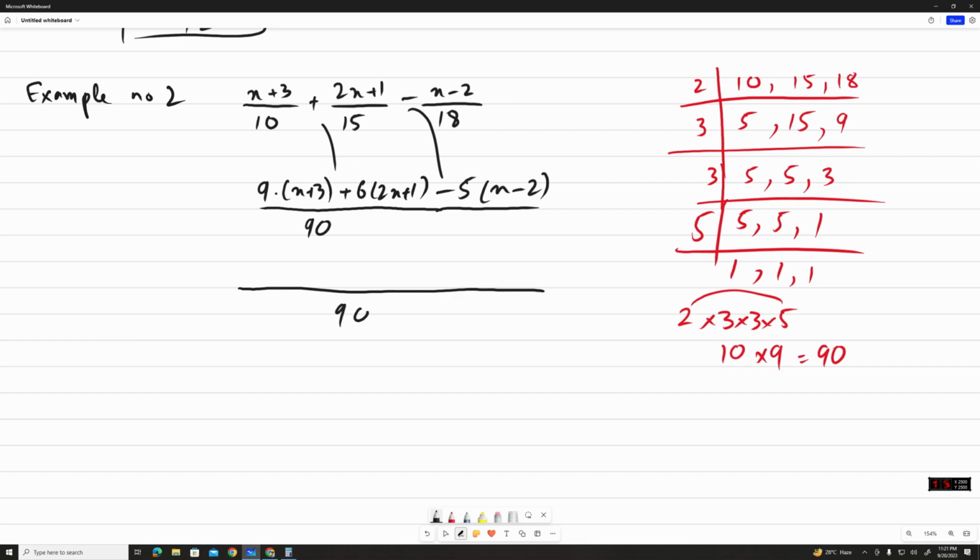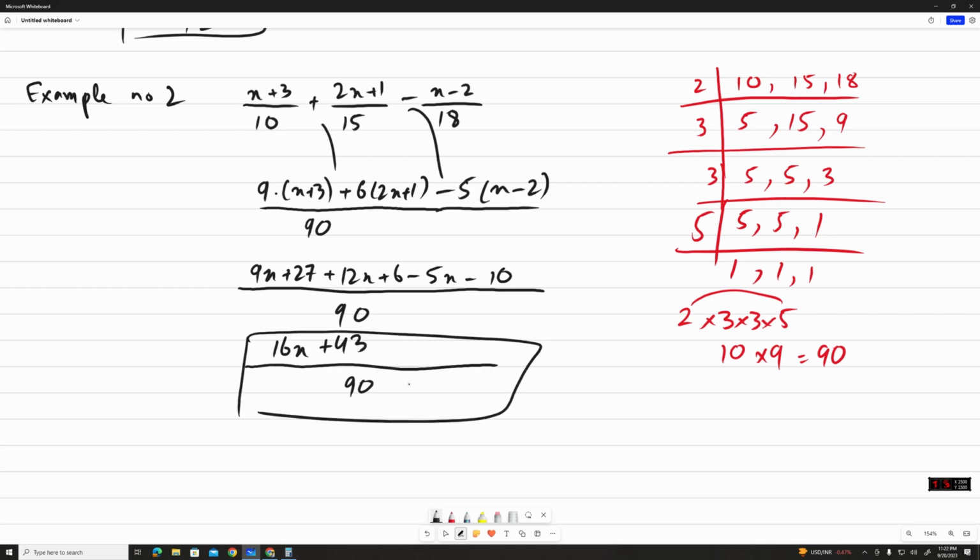Okay, it's going to be 90 over 9x plus 27 plus 12x plus 6 minus 5x minus 10. If we do all the calculations, it's going to be 90 over 16x plus 43, and this is our answer. Moving on to example number 3.